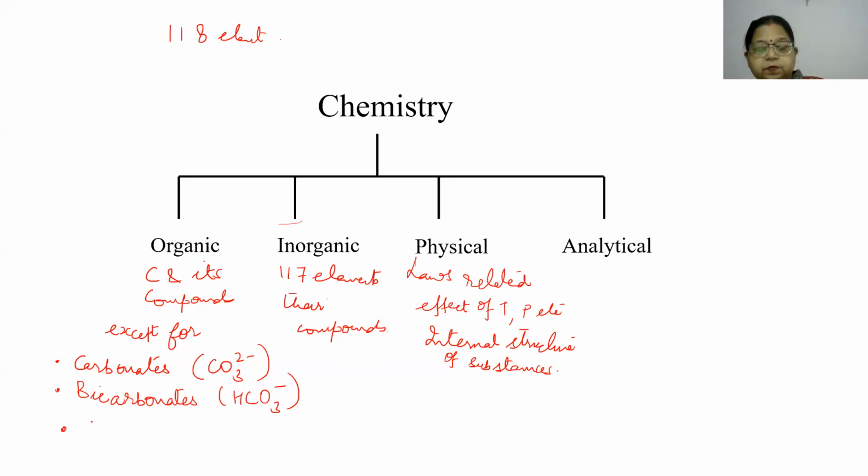Then we have cyanides. We have alkyl cyanides and aryl cyanides also, but HCN, to be precise KCN, potassium cyanide, that is studied in inorganic chemistry, right? They are not studied under organic chemistry. The reason being their properties are closer to inorganic salts. So please note it down so that we move ahead.